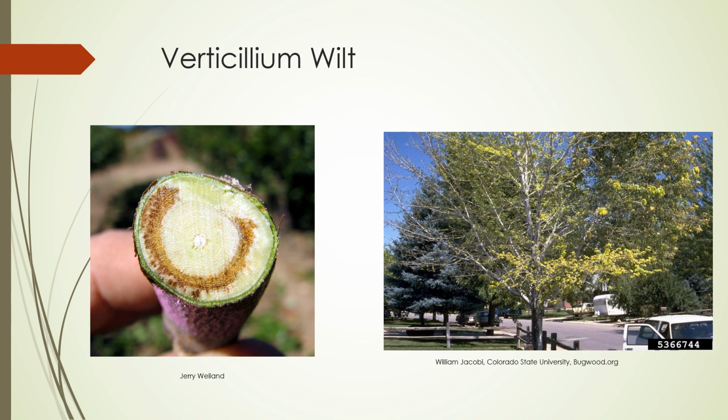So you can see if you do a cross section here, you're going to see the fungus has gotten into the main stem of the plant, so it's preventing water from moving to the top of the tree. So you'll see on the right here, this is the middle of the summer, this is a plant that is probably half dead from verticillium wilt.